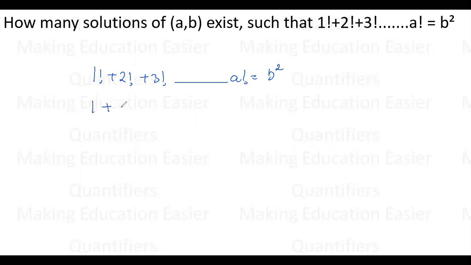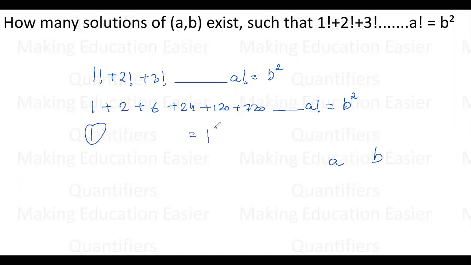1, 2, 3, 6, then 24, 120, 720. The series will go on up to a factorial, and this should be equal to a perfect square, that is b square. Now what should be the values of a and b, where a denotes the number of terms and b denotes the number whose square it will be? The first one is pretty easy. If I take only one term from here, it will be equal to 1 square, right? So here I have one pair, 1, 1.